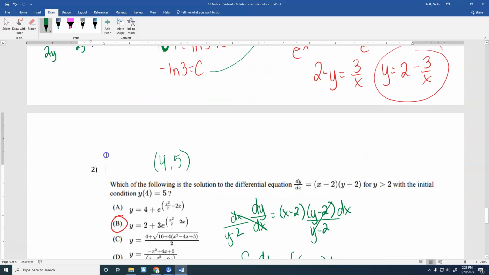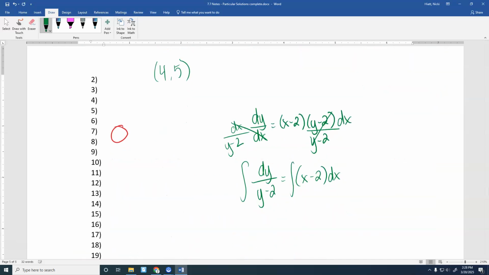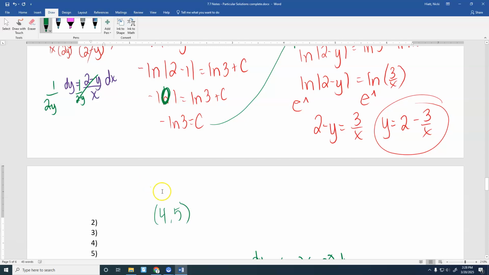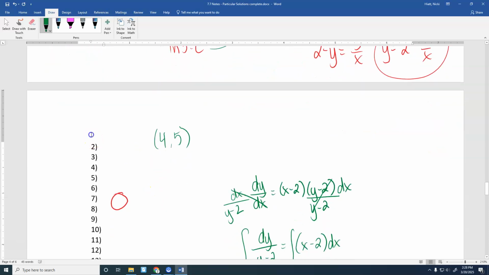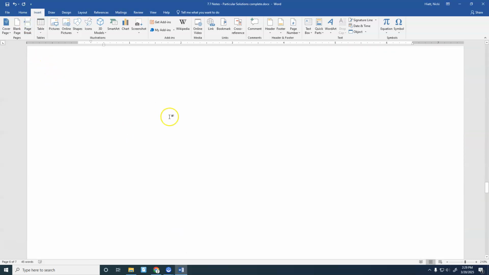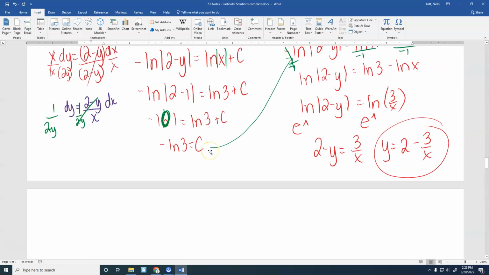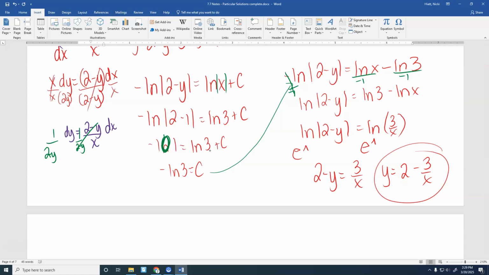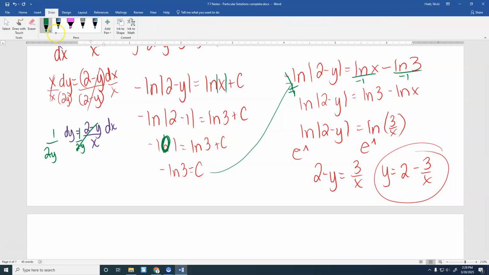Let's look at what that one... Oh, gracious. Just trying to give myself some room. Let's do this. Insert. Page break. There we go. All right. Let's pick up at like this point, and let's look at what it would look like if you solve for y first instead.